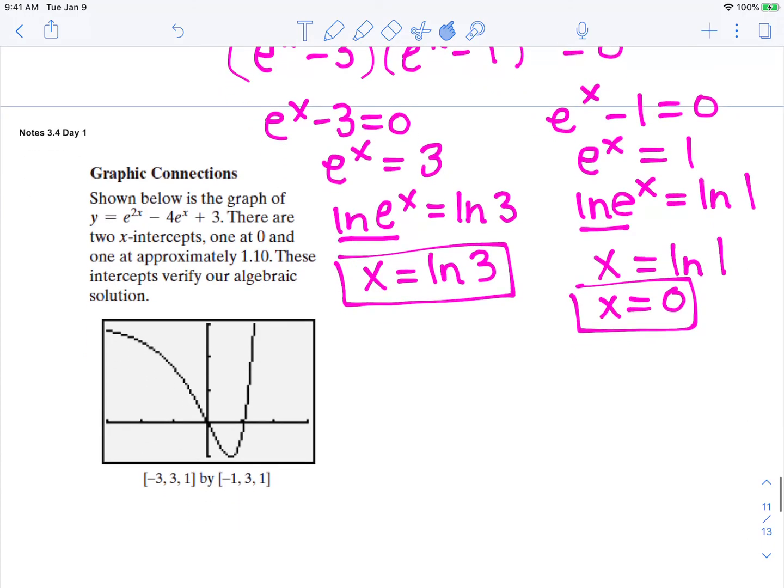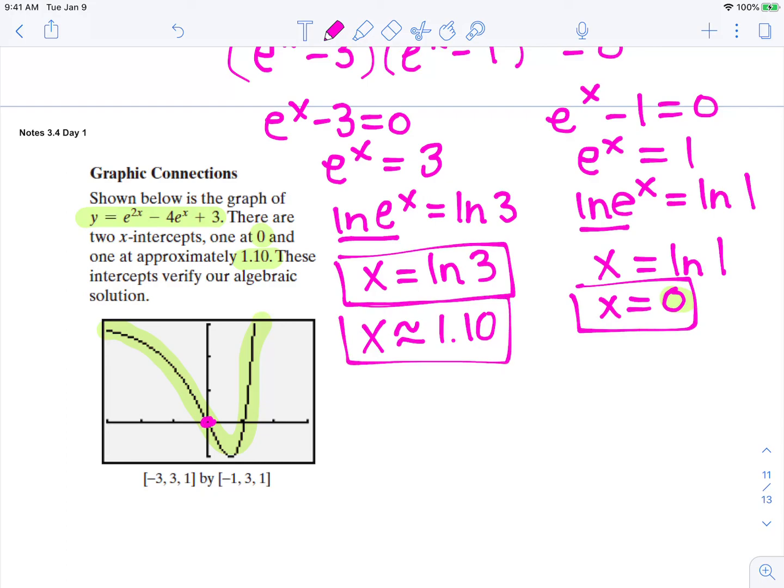I did put in our notes what this graph looks like graphed out. There are two x-intercepts. One of them is at 0, and the other one is at approximately 1.0. What is 1.0? Well, that's approximately the natural log of 3. So here is your x-intercept and your x-intercept, and you would type this into your graphing calculator and find those x-intercepts.